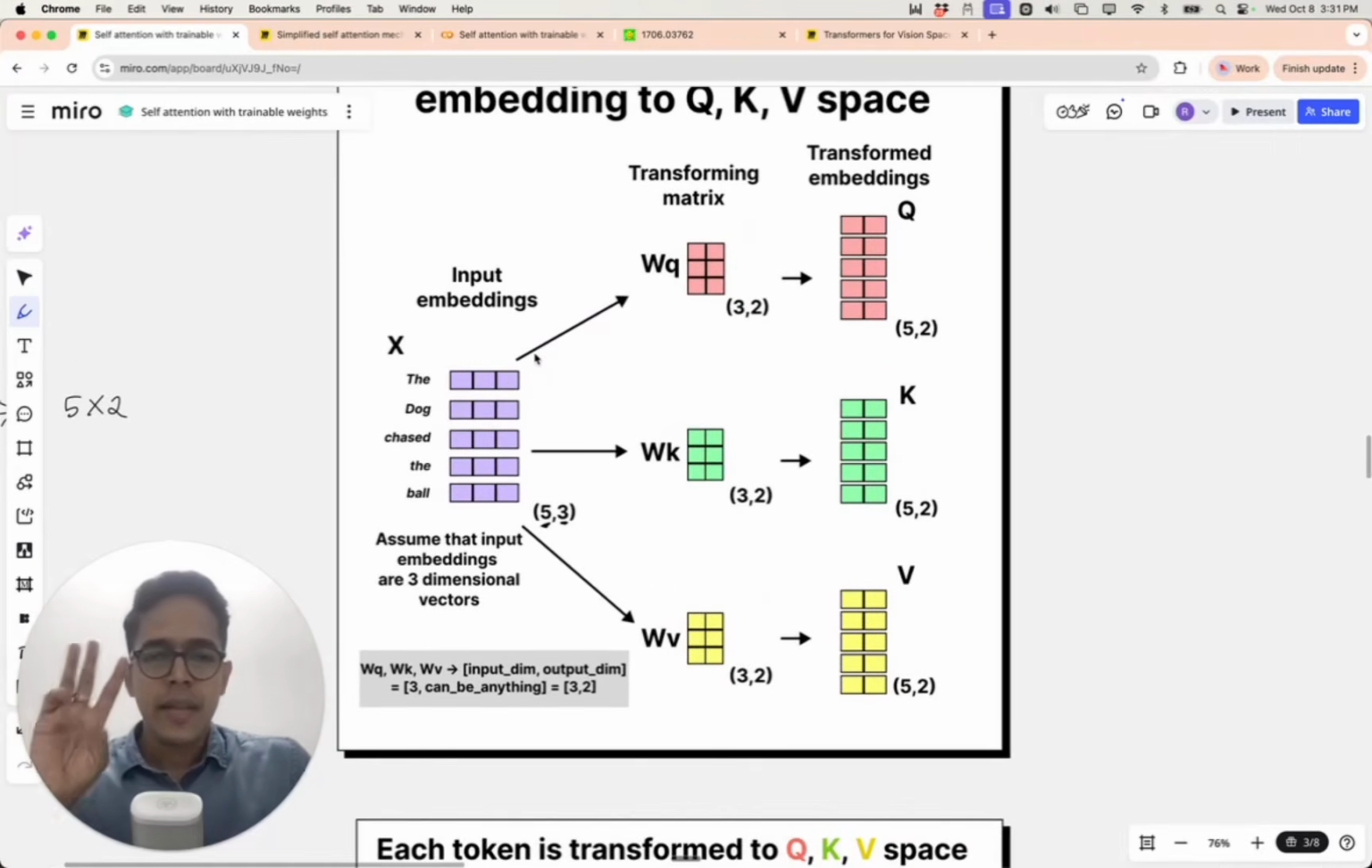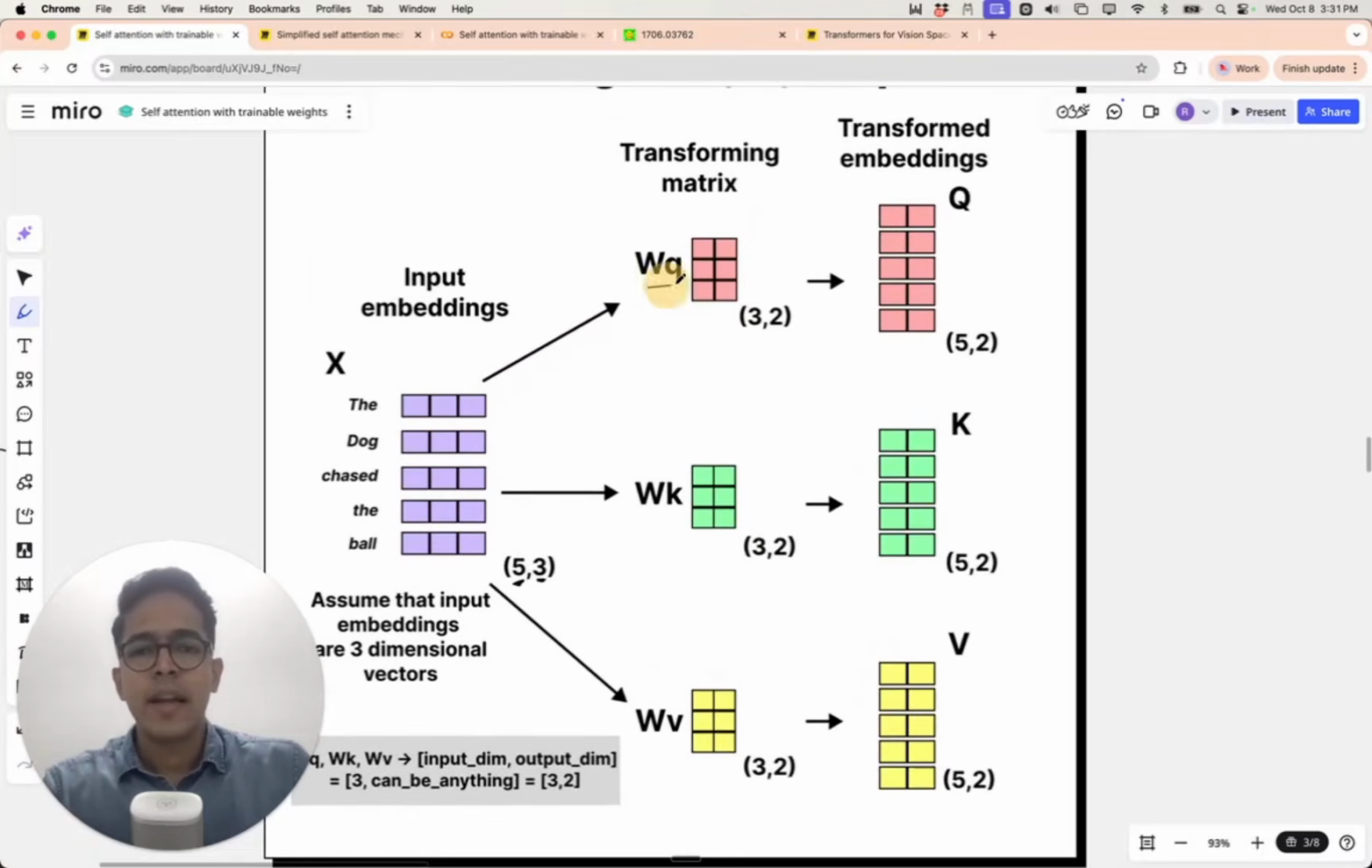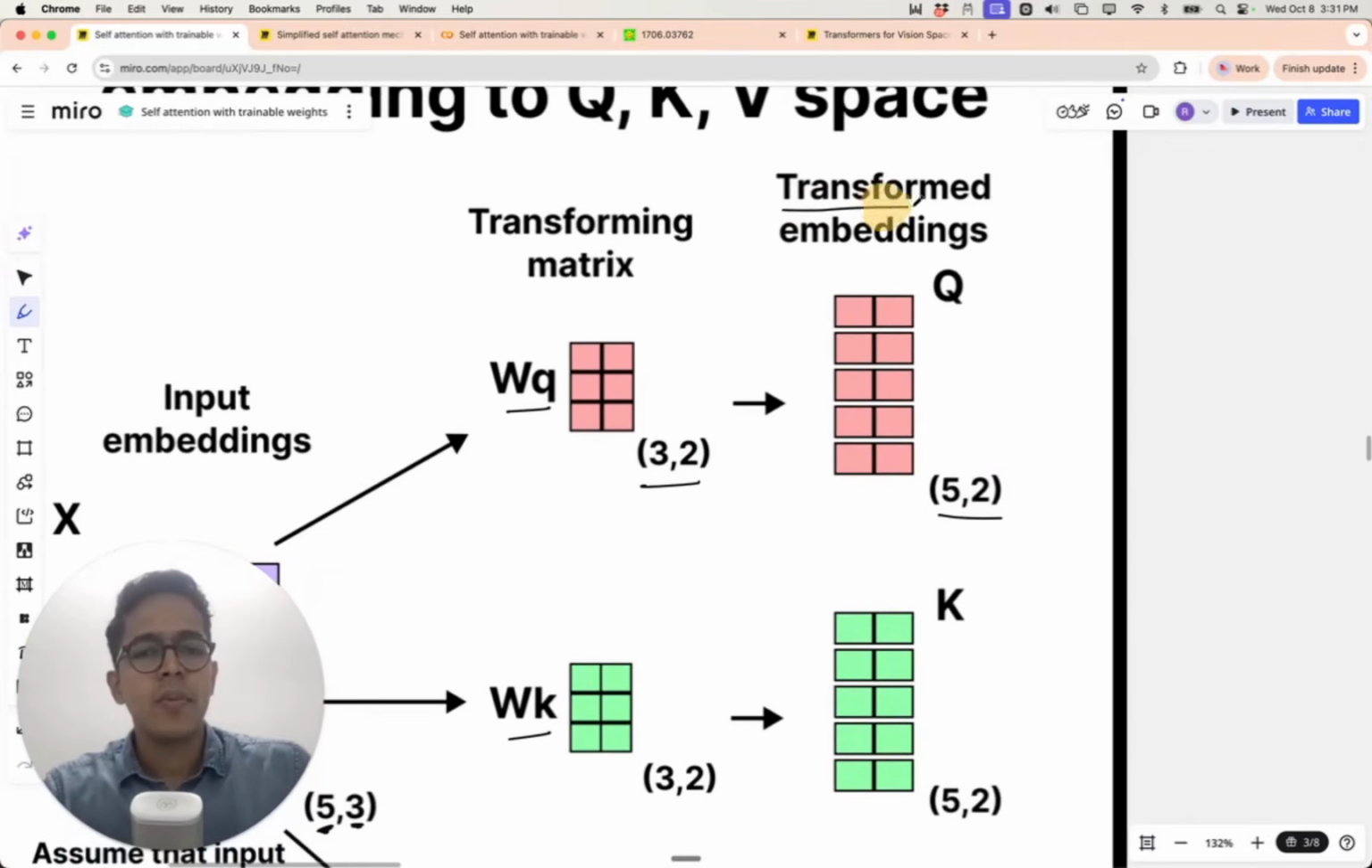So we introduce 3 matrices: one called the query matrix, one called the key matrix, and one called the value matrix. These matrices perform the transformation of these input tokens into the 2-dimensional space. The dimensions are easy to understand. This Q matrix, WQ, has a dimension of 3 by 2. So if you multiply a 5 by 3 matrix with a 3 by 2 matrix, you will get a 5 by 2 matrix. What is this? These are the transformed embeddings of every single input token in the query space.